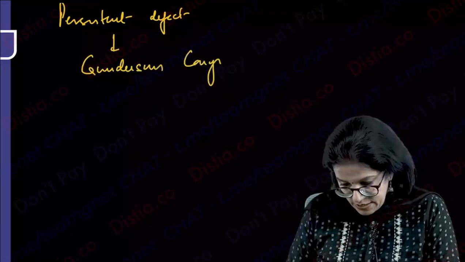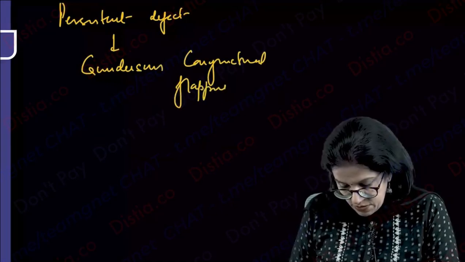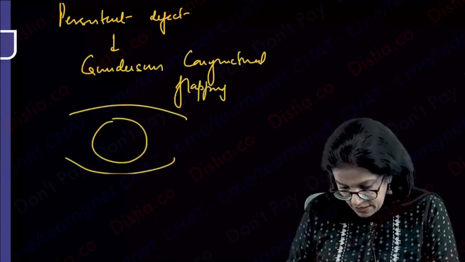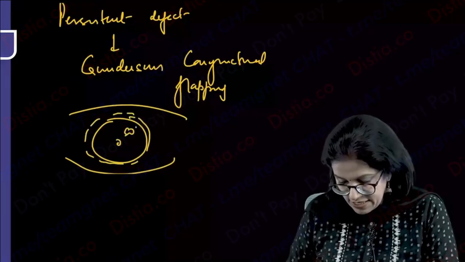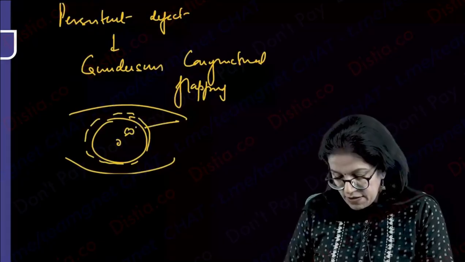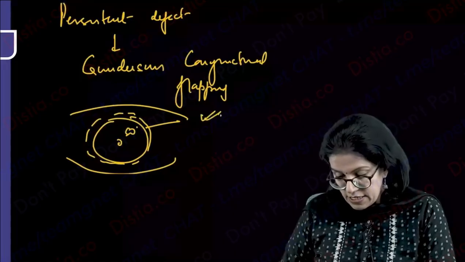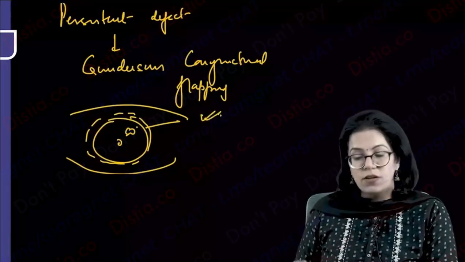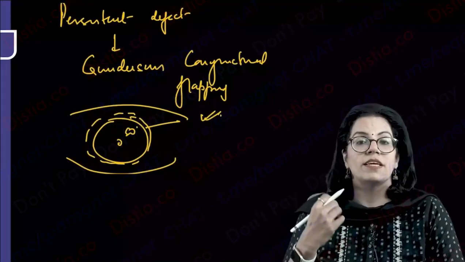So in Gunderson's conjunctival flapping, what we are doing, we are covering the whole of the corneal area. So if this is the area of the ulcer, we are covering the whole thing with the conjunctiva. So you're putting the conjunctival flap over the cornea, right? So covering it with the conjunctiva. This is done again in extreme cases for helping to heal the ulcer.